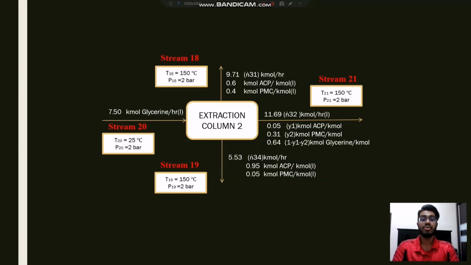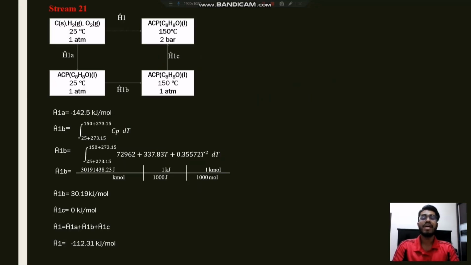At extraction column 2, you have to find the total enthalpy at stream 21. So firstly, you have to draw the hypothetical path for ACP from 25 degrees Celsius to 150 degrees Celsius. And H1A can be obtained from the information table in the Excel file. H1B, however, can be obtained by integrating the heat capacity of ACP from 25 degrees Celsius to 150 degrees Celsius. And H1C can be neglected because the change in pressure from 1 atm to 2 bar is the slightest. So therefore, we will be able to obtain the value of H1.